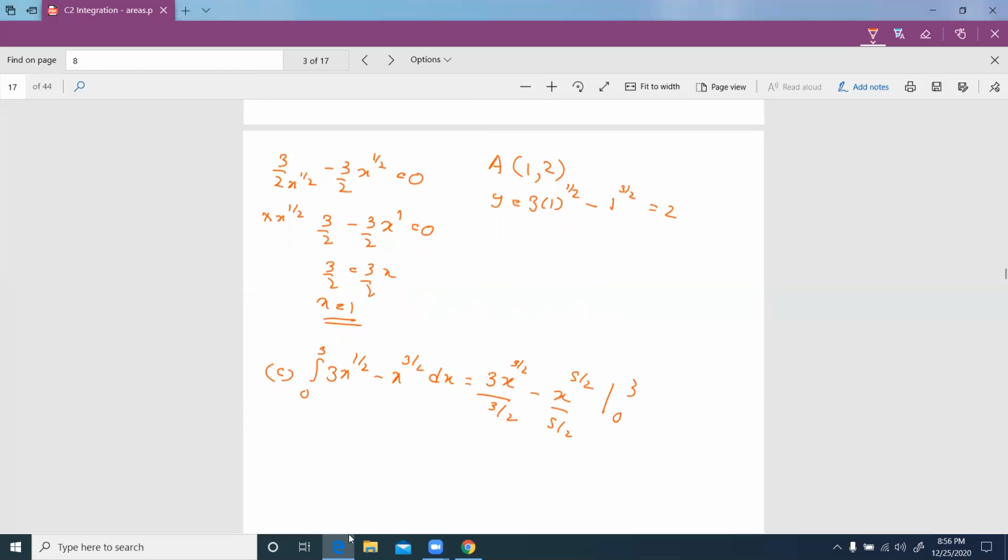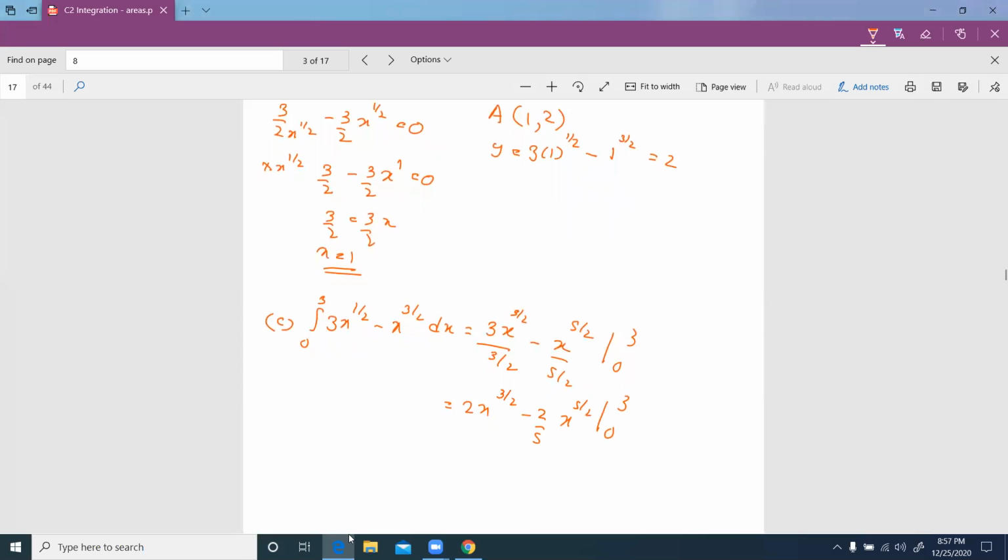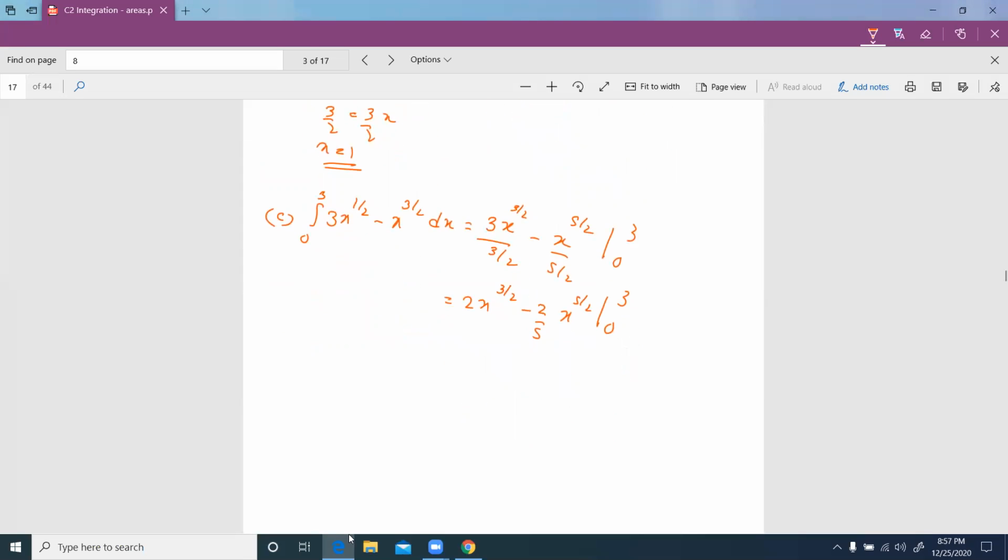Okay, if you do this, it turns up to 2 goes up and 3 gets cancelled. 2x to the power 3 over 2. If you simplify this, 3 divided by 3 over 2 is 2. Minus 1 divided by 5 over 2 is 2 over 5, x to the power 5 over 2, from 0 to 3. Right. Then you can do this integration. So you can substitute 3. 2 times 3 to the power 3 over 2 minus 2 over 5 times 3 to the power 5 over 2. Minus 0, substitution is 0 with it.